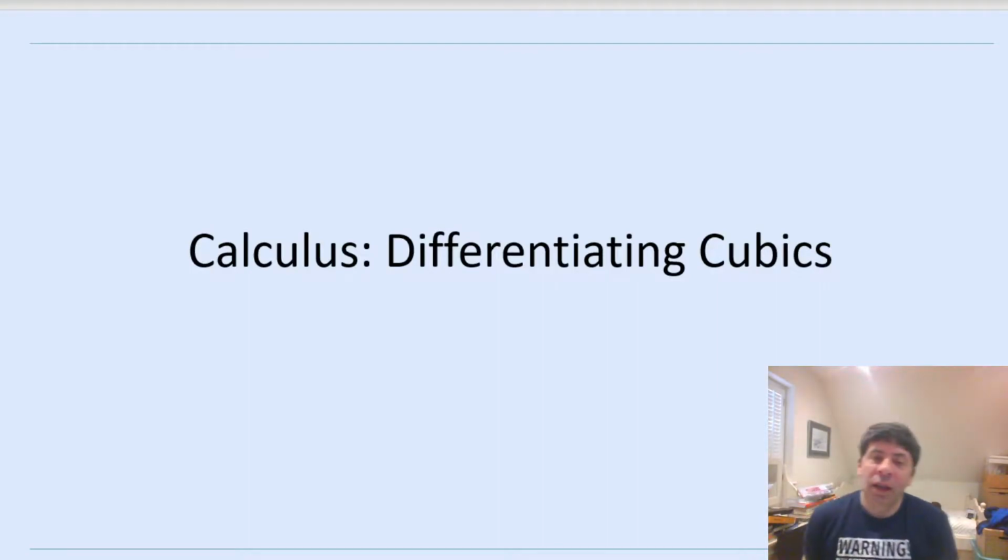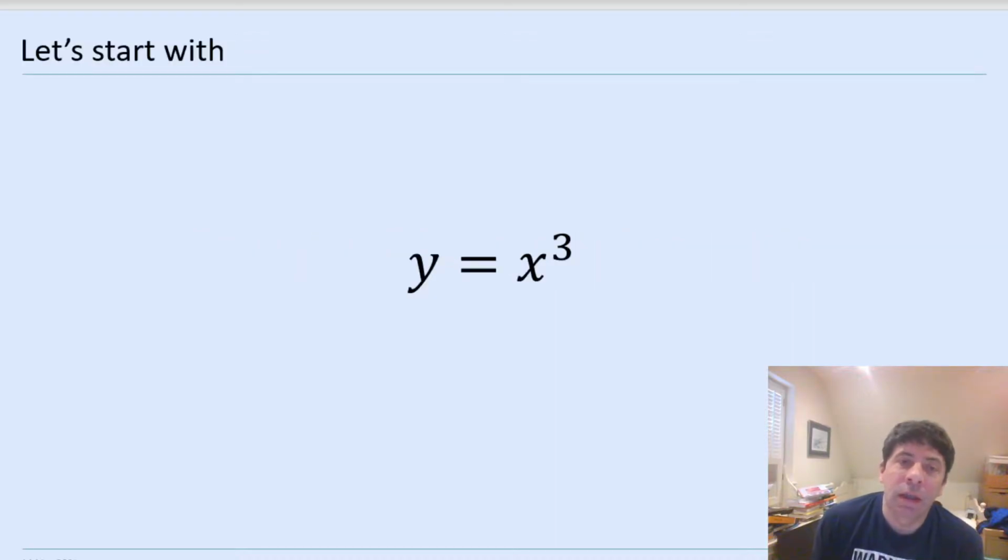Today we're going to look at differentiating cubics, calculus. So let's start with y equals x cubed, the most basic cubic.